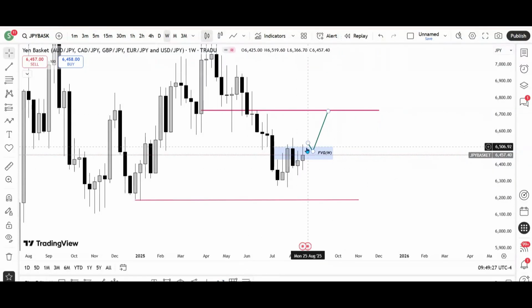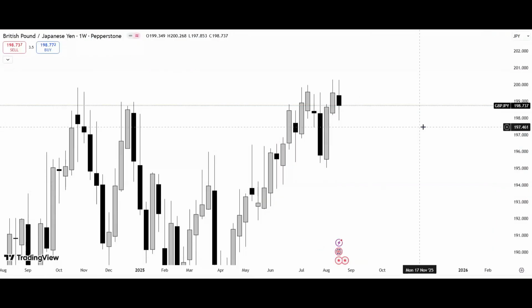But as of now, we are still within this weekly fair value gap. So let's just watch and see what price will do. If we do not invert this and respect it, still, of course, we'll expect that this weekly fair value gap would push price lower. So if we look at GBPJPY, let's start with the weekly.